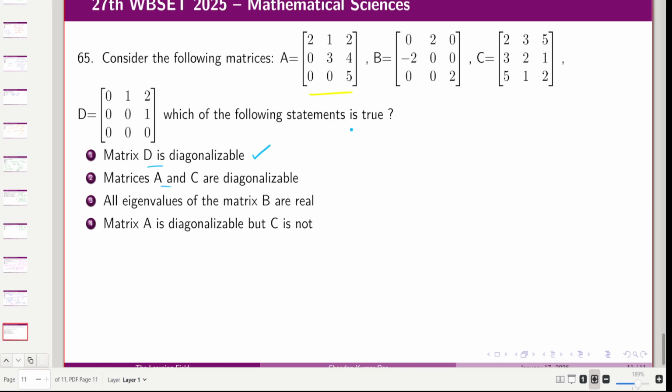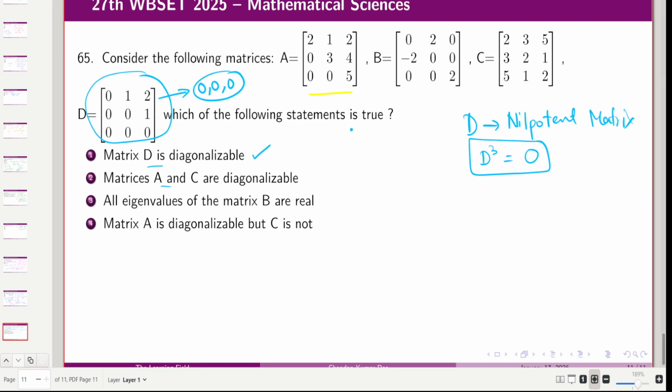So what is D? If you see this D, all the eigenvalues are 0, 0, 0. That means D is a nilpotent matrix. Also, if you observe, you can check that D cube is equal to 0. This again implies that D is a nilpotent matrix, and we all know that a nilpotent matrix is never diagonalizable. So the statement that D is diagonalizable is not true.